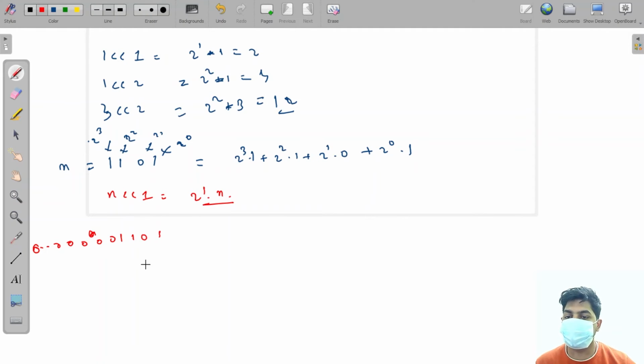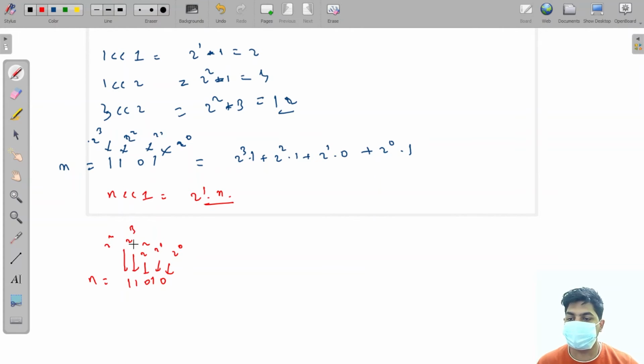If you perform a left shift, what will happen? The last 0 bit will be discarded and a new 0 bit will be added from the back. So this will get converted to 11010. Now if we see this number, what is this? 2 raised to power 0, 2 raised to power 1, 2 raised to power 2, 2 raised to power 3, and 2 raised to power 4. If we write this number, it is equal to what? 2 raised to power 4 into 1, 2 raised to power 3 into 1, 2 raised to power 2 into 0, 2 raised to power 1 into 1, and 2 raised to power 0 into 0.